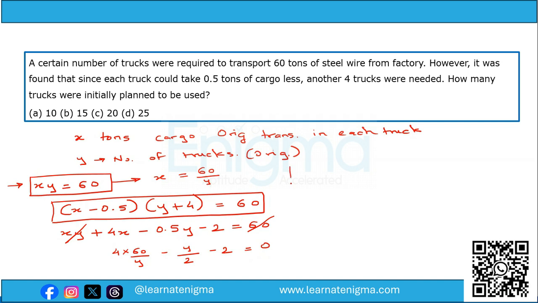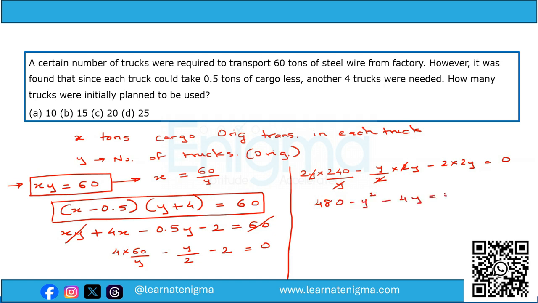Okay. Now if I multiply throughout by 2y, so 2y into 4 into 60, that is 240, minus y by 2 into 2y minus 2 into 2y is equal to 0. So 2 gets cancelled out. Now we also had y over here, so y gets cancelled out. So here we have 2 into 240, that is 480. So 240 into 2, we can write it down as 480 directly. So 480 minus y square minus 4y is equal to 0.